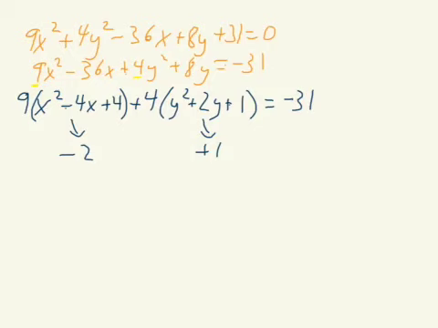Now, I didn't really add 4 here, or 1 here. I added 4 times 9. So I need to add 4 times 9 and 1 times 4. So for the first completing the square, I added a 4, but there was a 9 out front, so it's going to be 9 times 4. In the second set of parentheses, I added a 1, but there's a 4 out front, so it's 4 times 1. So this side is going to be 36, 40, and positive 9.